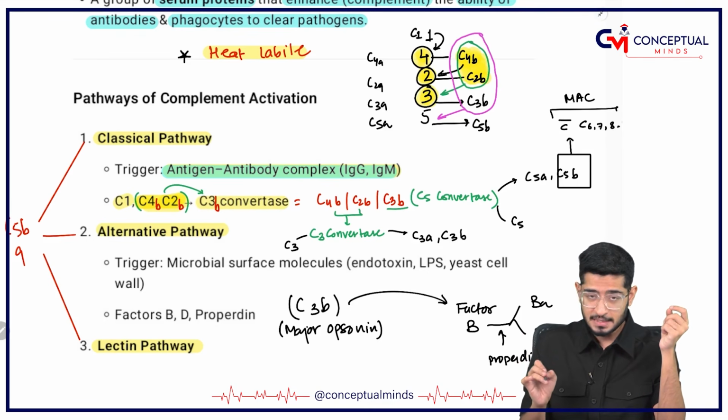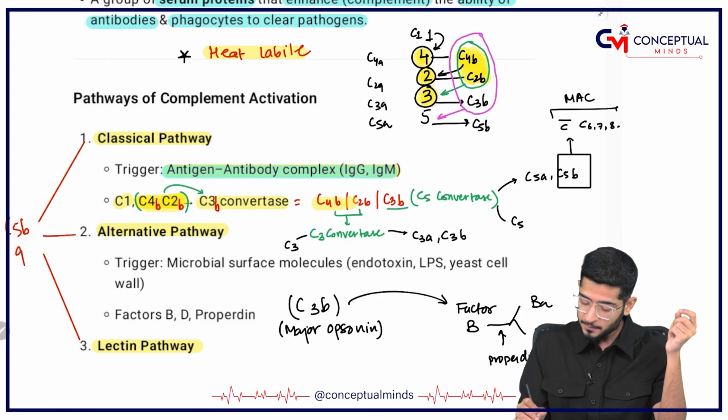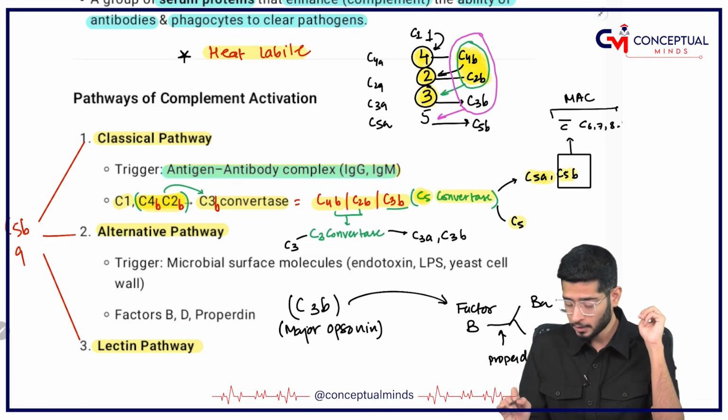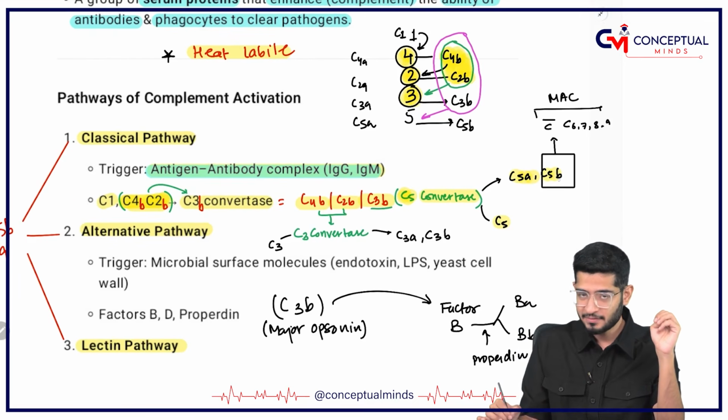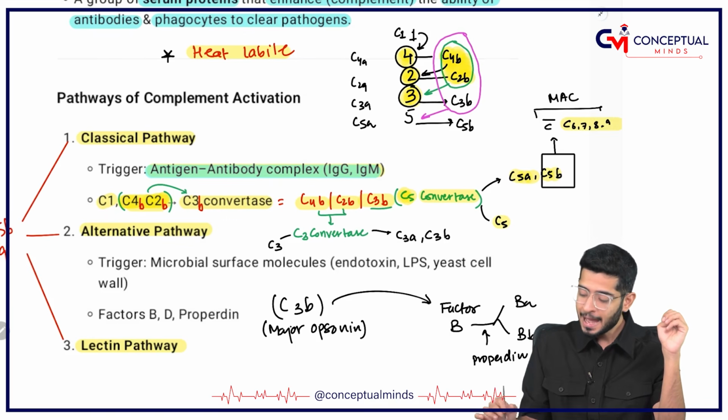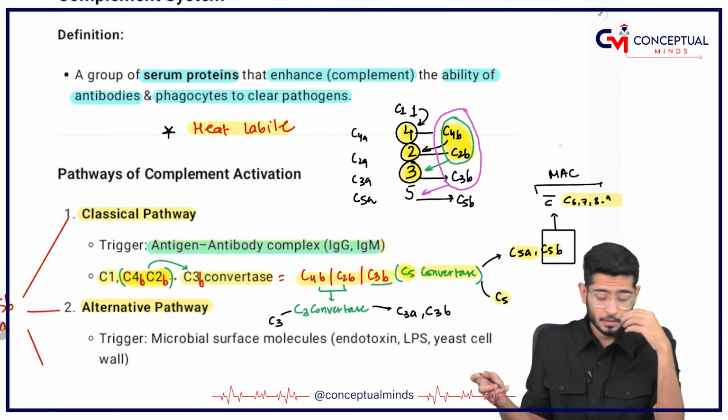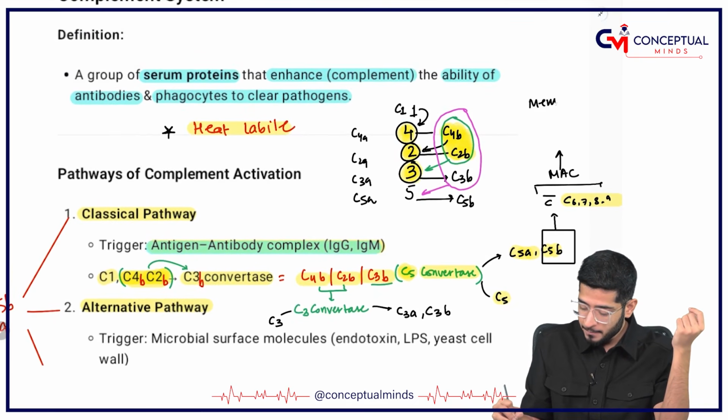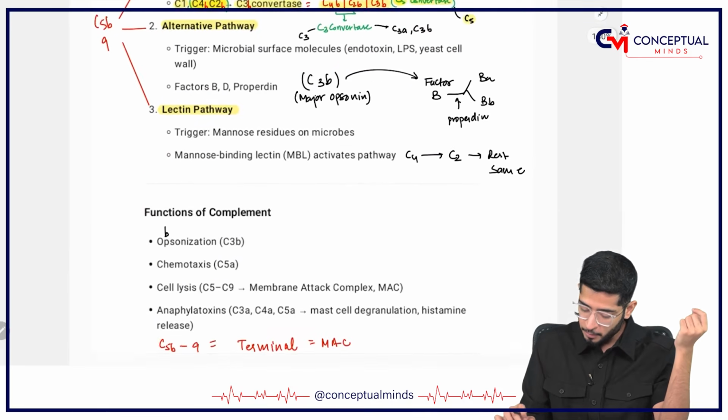Once C3b is formed, C4b, C2b and C3b are going to act on C5 and divide it into C5a and C5b. That's why these three together are called C5 convertase. Finally, once C5b is formed, it is going to attach with C6, C7, C8 and C9, and they are going to attack the pathogen. That's why it is called the membrane attack complex.